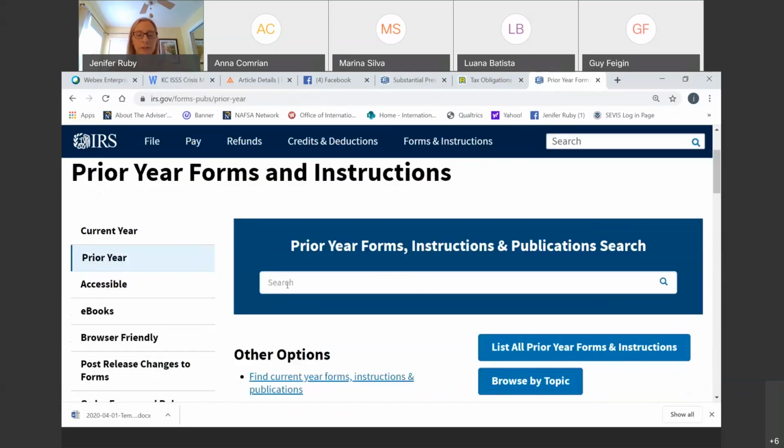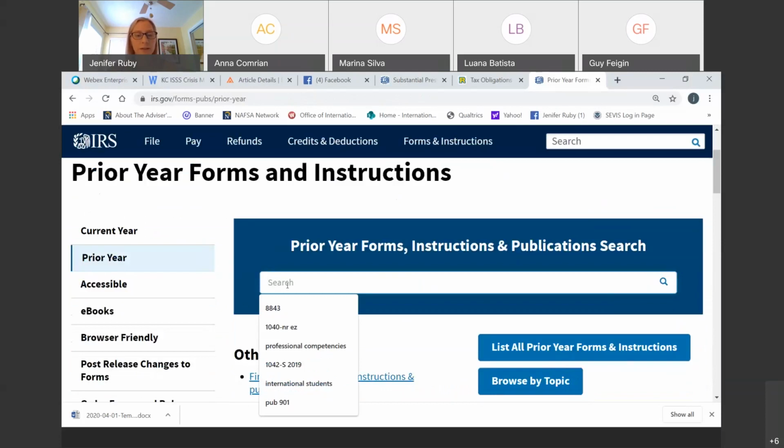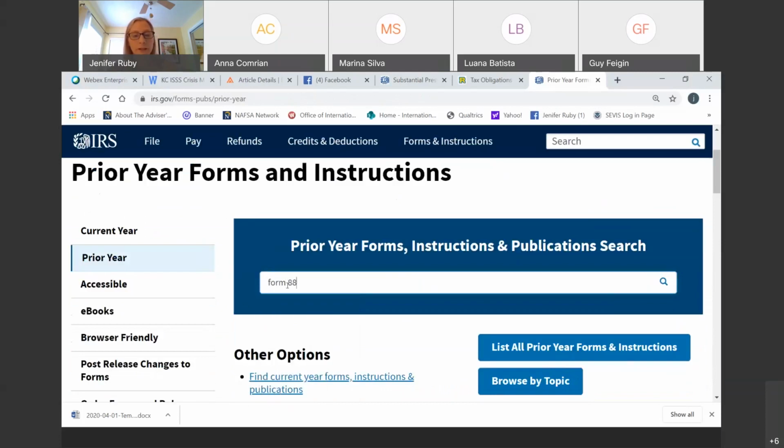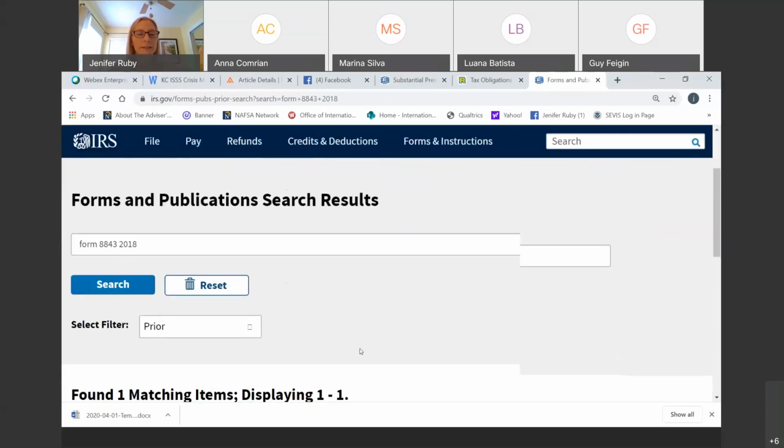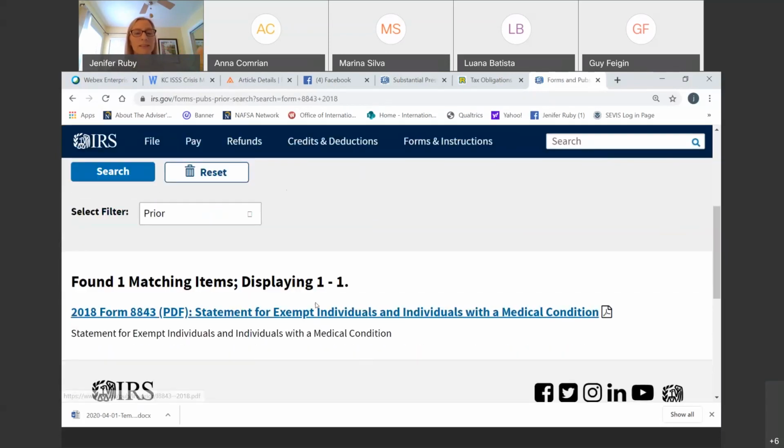Then you need to search, and I would recommend you search for form 8843 2018, because I looked here the other day and it's not in chronological order. It could show you the 1990s form, so specify what year so you're not having to scroll through a bunch of old years. So there you can see you found the form for that year, because they are year specific. You have to use the correct form.